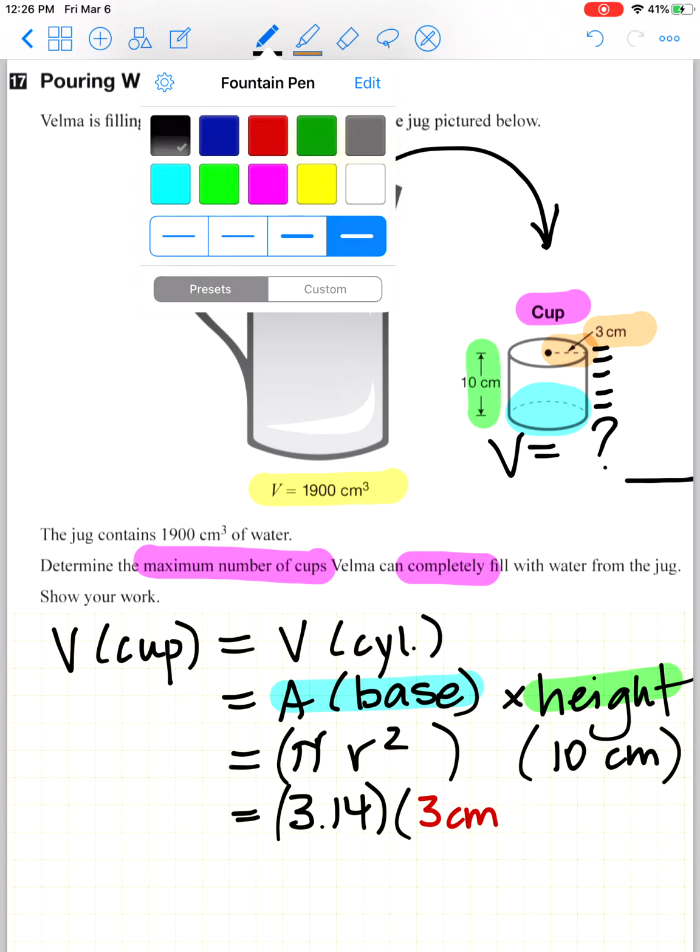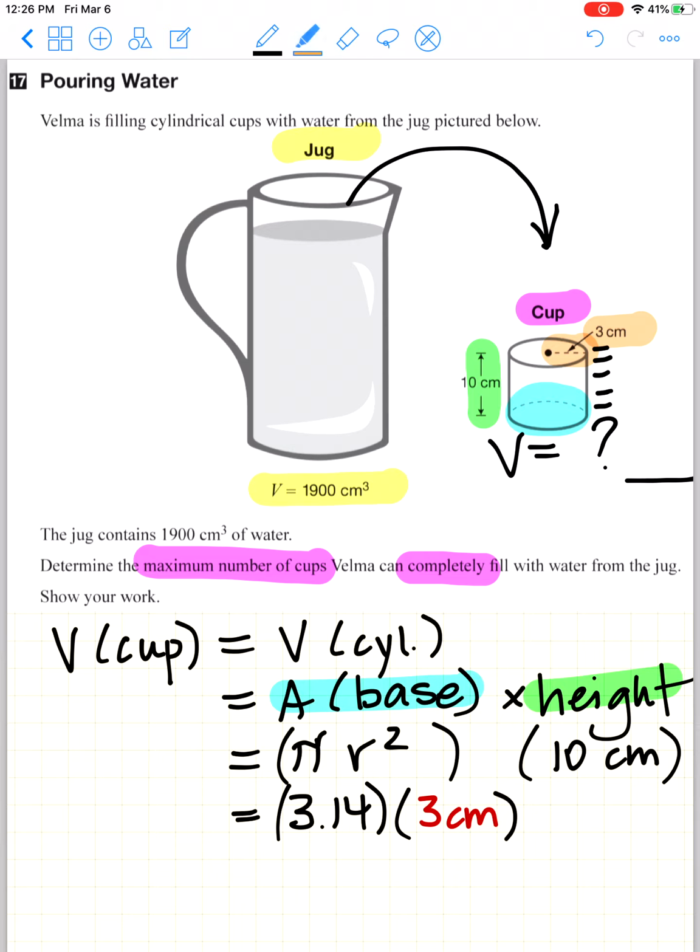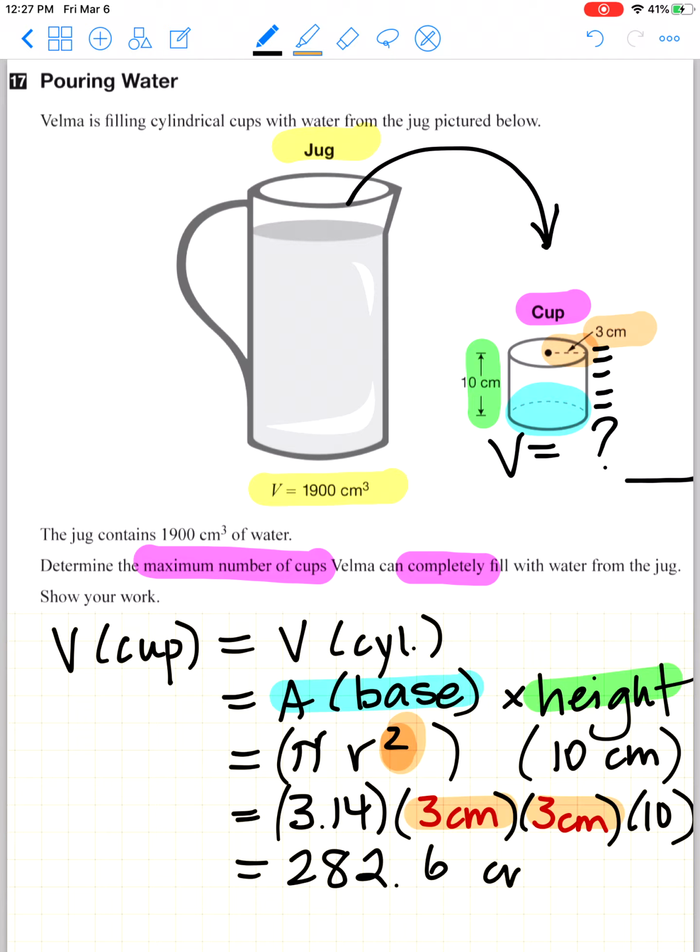And I know that when it says squared, that tells me I have to take that measurement and multiply it by itself 2 times. The squared represents the 2 times that I'm multiplying that. So that squared tells me it's 3 times 3, and I still have to think about that height, which is that 10 centimeters over here. And so when I multiply all those together, I get a value of 282.6 centimeters cubed. That cubed comes from centimeters times centimeters times the 10 centimeters here, and I know that volume is in cubic centimeters.